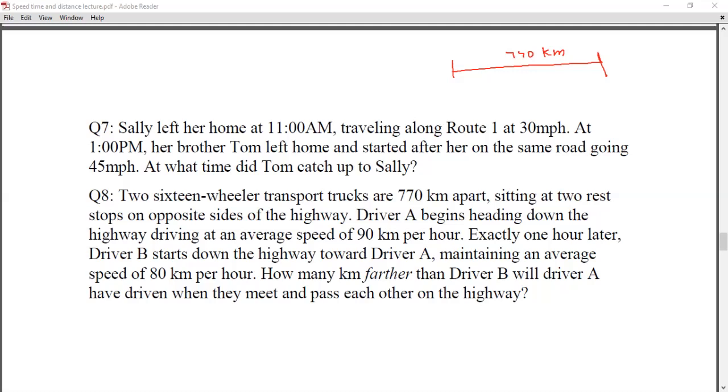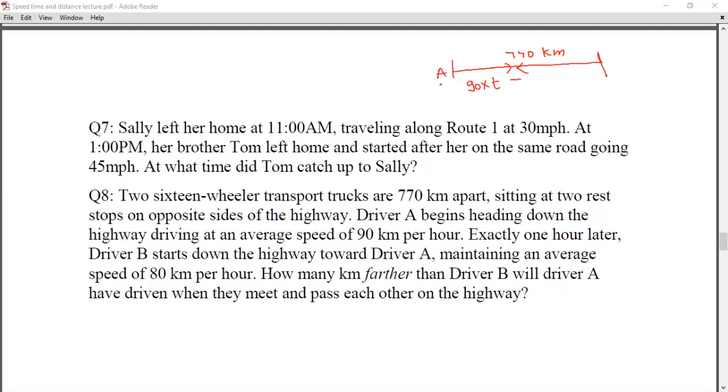Fine. So the distance between the two trucks is given as 770 kilometers. As you can see, the two drivers are driving in opposite directions. So A starts from here and B from here. At this point they will meet. The speed of driver A is given as 90 km per hour, and take the time as t. So the distance covered by A is 90 into t.